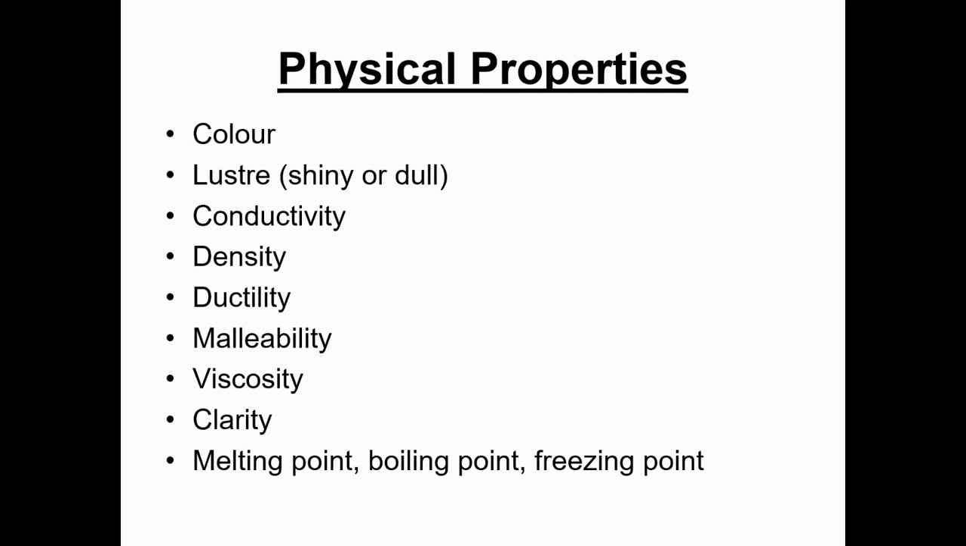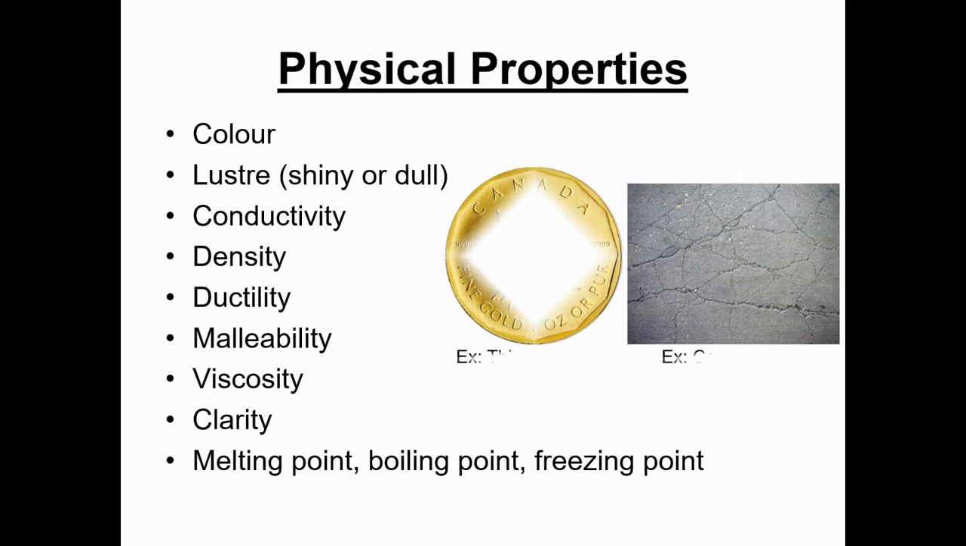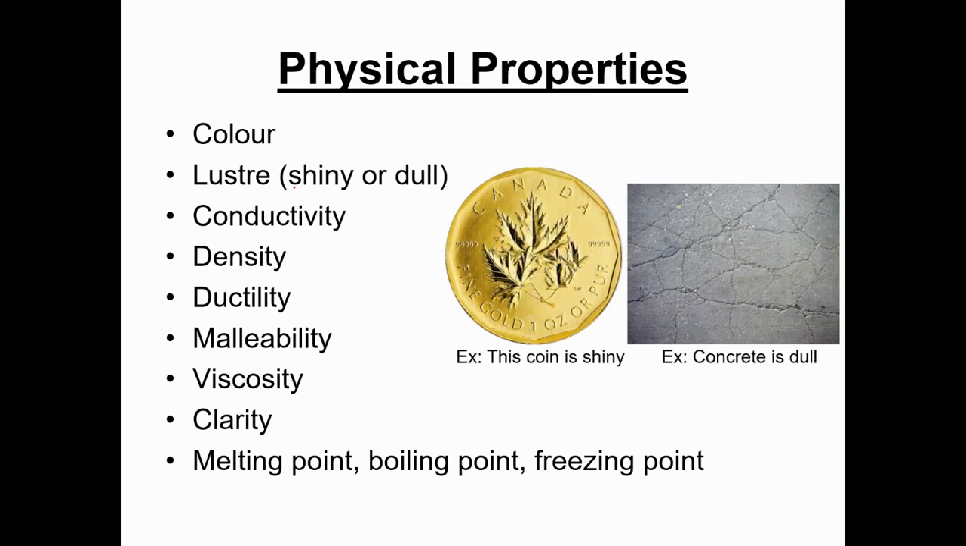Another physical property you can look at is something called the luster. And so luster refers to if something is shiny or dull. So this coin over here is shiny. Now, in science, a word we use rather than shiny is lustrous. Whereas if something is not shiny, rather than say not shiny, we would say dull. So the concrete over here is not shiny, so instead we say that it's dull.